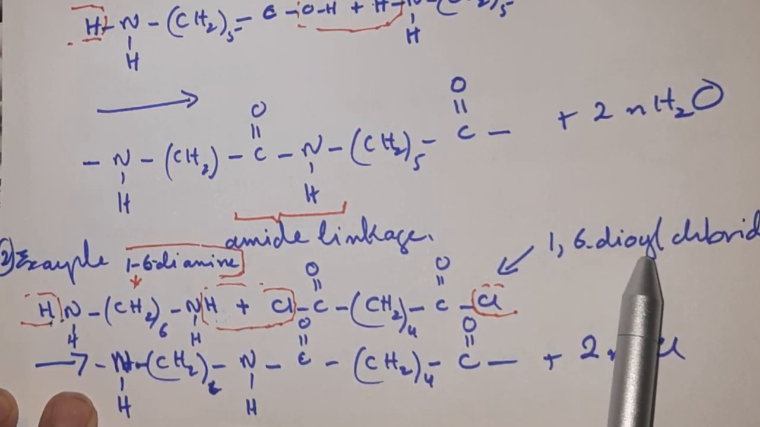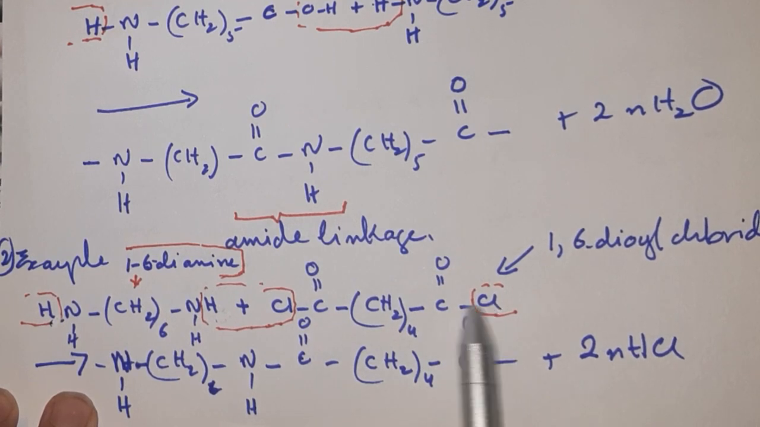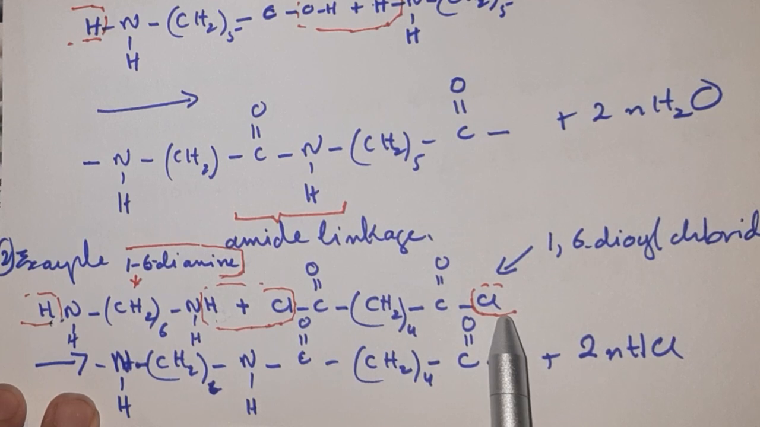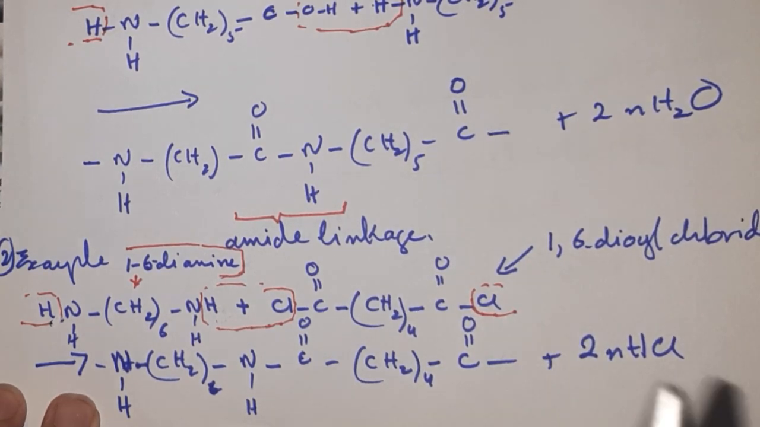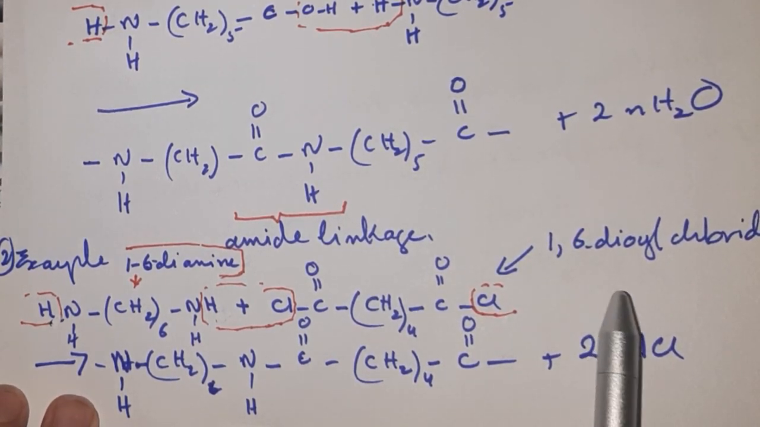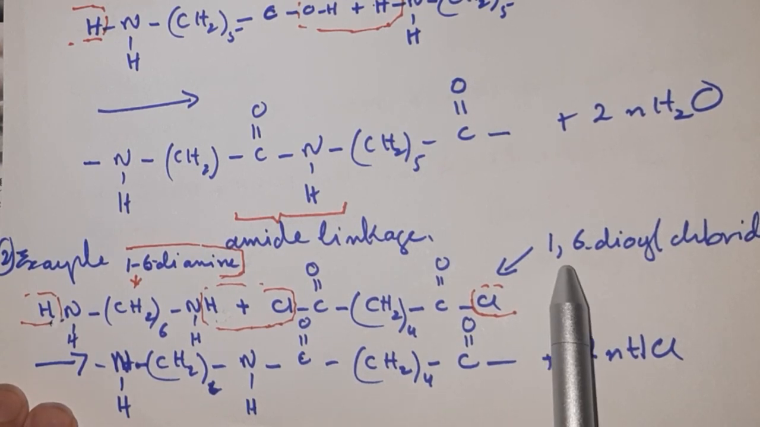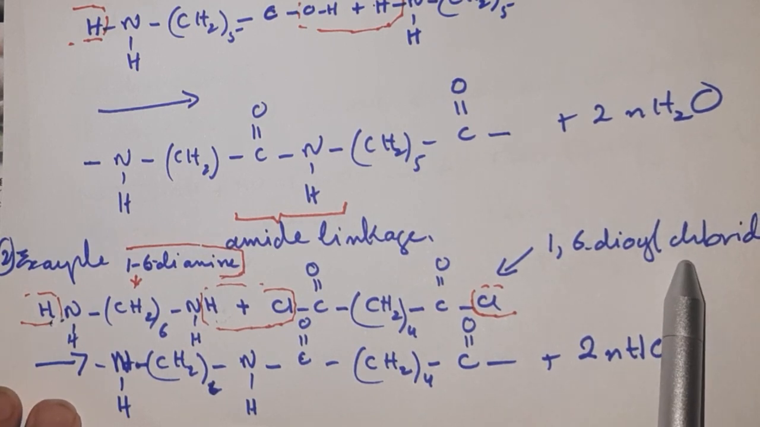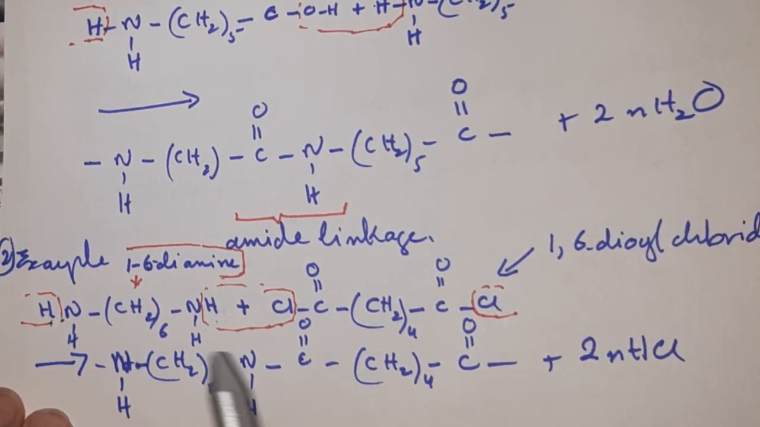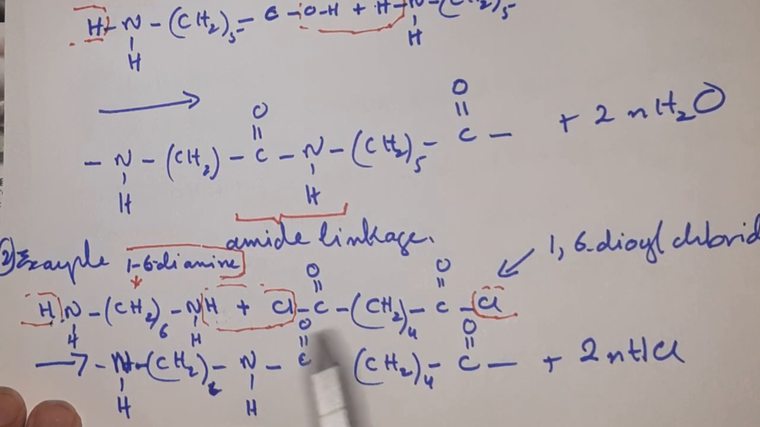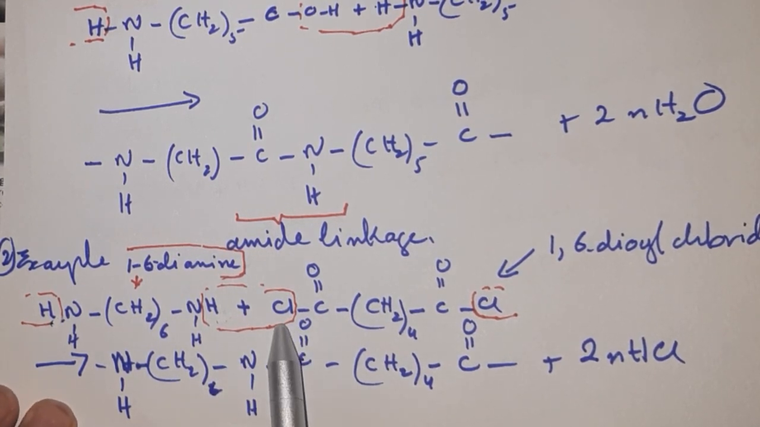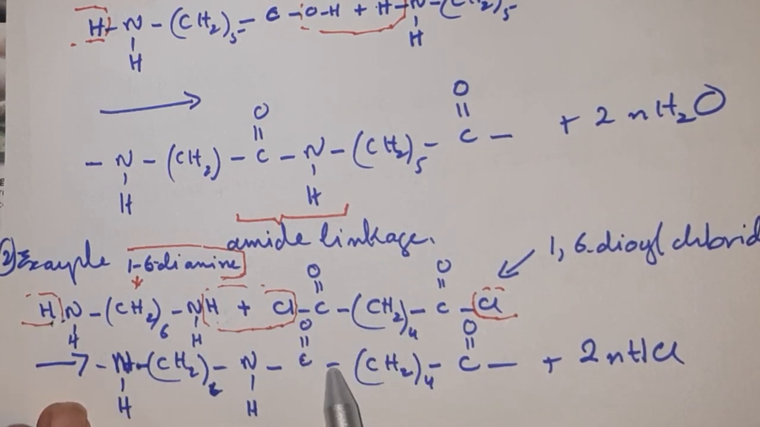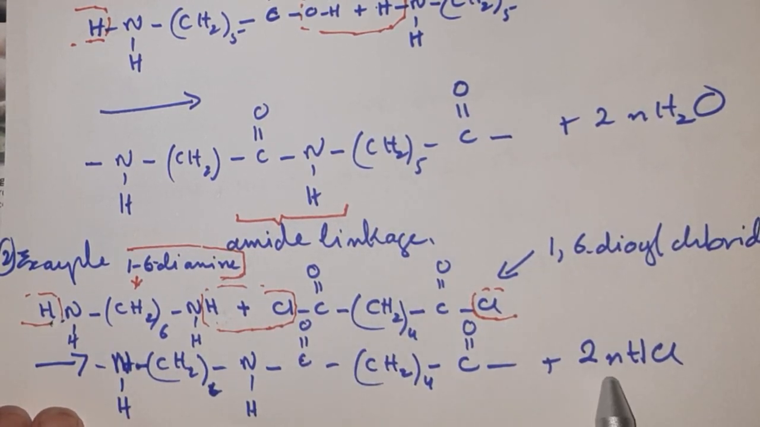This is 1,6-diol chloride. Here this was actually the carboxylic group, of which OH has been replaced by Cl. So you need not go into the geometry of all this at this stage, and you just know the name, don't remember the name, just see how they are going to condense with each other. So a Cl from here and H from here, Cl from here and H from here, and this is the linkage. This is 2 HCl.